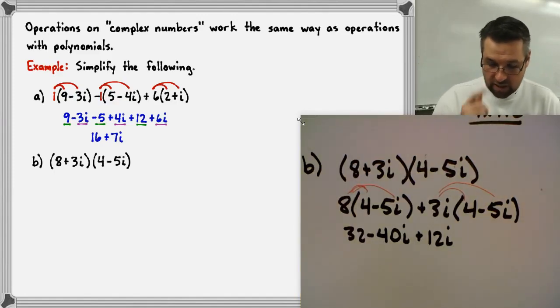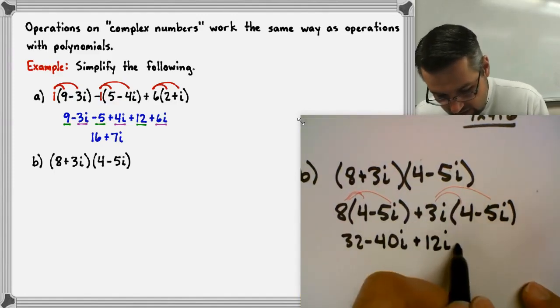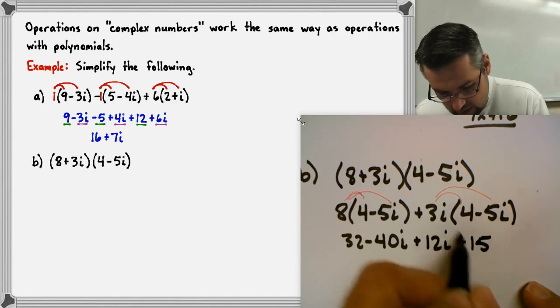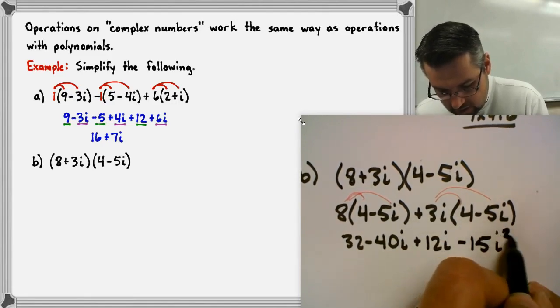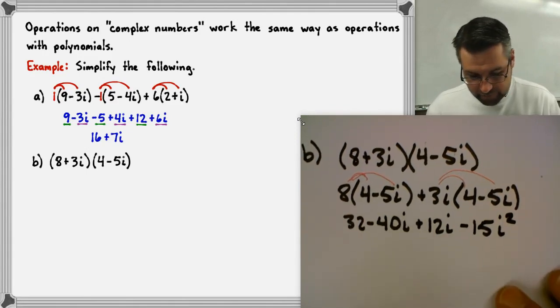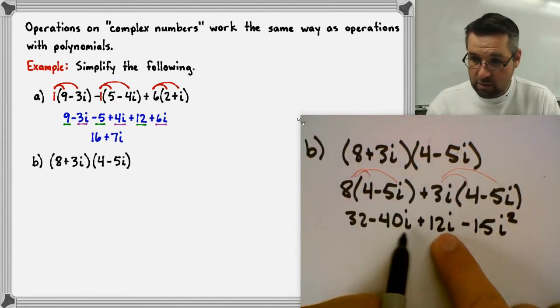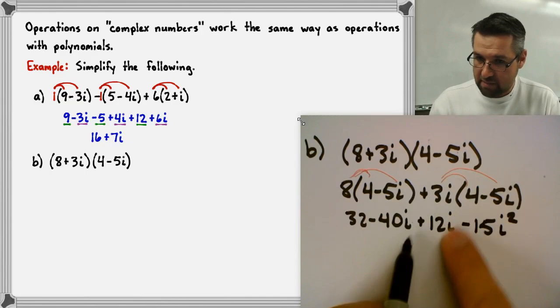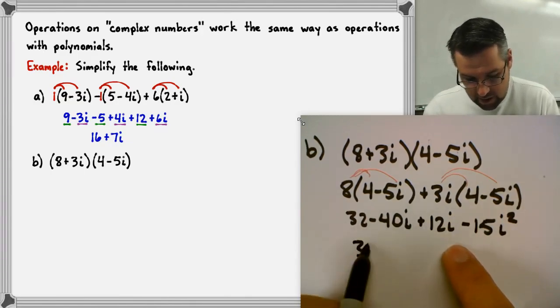And then 3i times -5i. Now, here's where it gets interesting. Well, 3 times -5 is -15. And i times i is i squared. Okay. Now, from here, we would simplify. So we can combine our i's. These are like terms because they're the same variable with the same exponent. So we got 32.